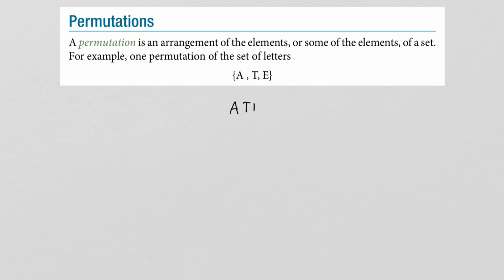Obviously, we can do A, T, E. But we could also do A, E, T. So these would be all the possibilities where A is the first letter and then T and E are the next two letters. What else could we do? Well, T could be the first letter, and then we could have A and then E. Or T could be the first letter and then E and then A. And that would be all the different ways we could have the three letters together if T was the first letter. And finally, what if E is the first letter? We could have E-A-T and we could have E-T-A.